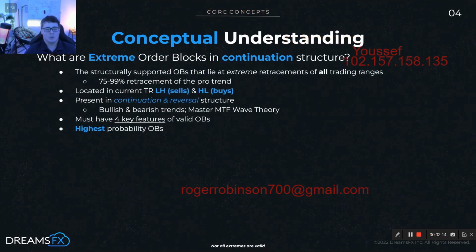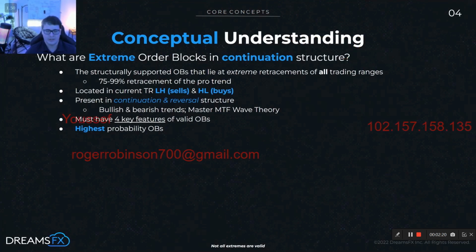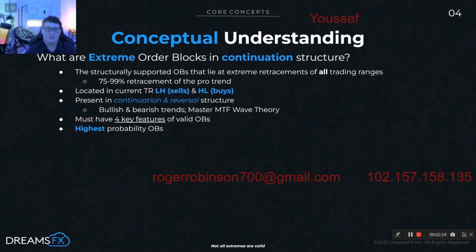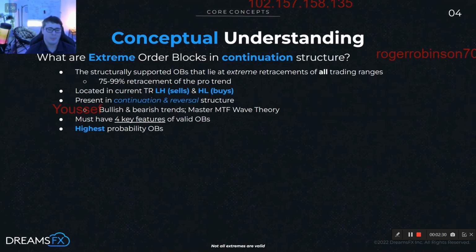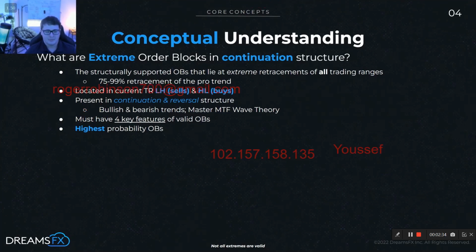So extreme order blocks are the structurally supported order blocks that lie at the extreme retracements of all ranges, right? So if you are in a bearish or sell trend, your order block is going to be located at the 75 to 99% retracement of your previous lower high to your current lower low. This is going to be located within your 75 to 99% retracement of that. Likewise, for your buys, they're going to be located at your higher lows that make your higher highs.